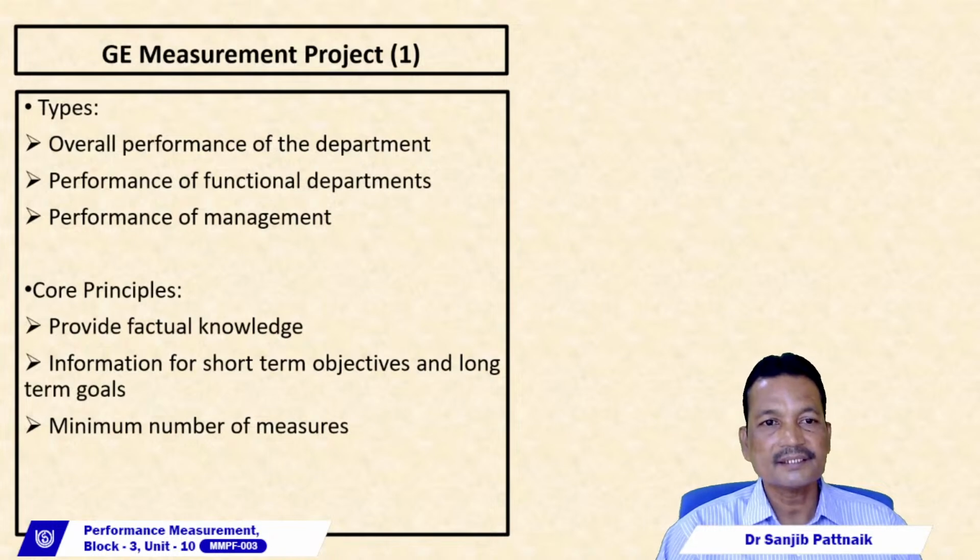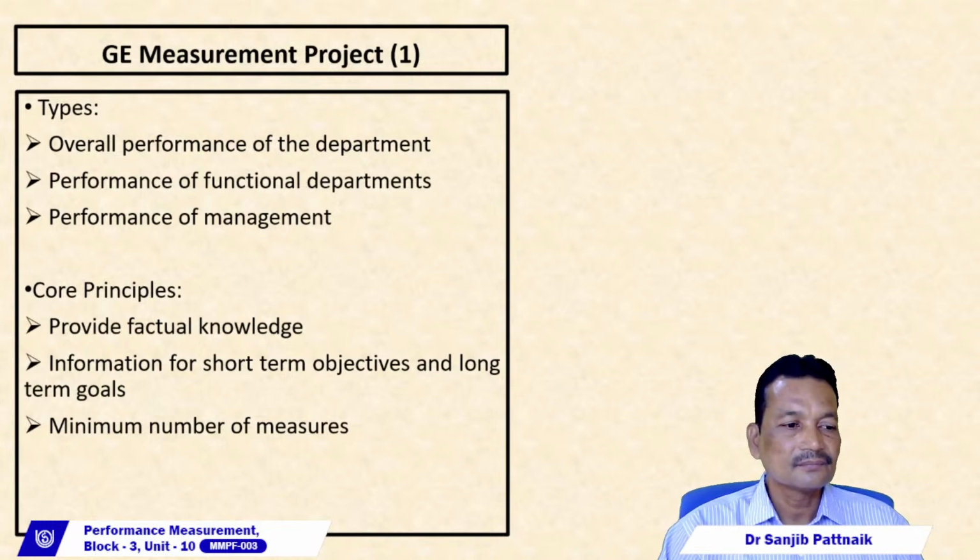Now, if an organization is a small one, it may not have divisions. If it is a big one, it will have various divisions or departments. So if an organization is a big enterprise or conglomerate, then we say overall performance should be measured. If it is a small one and a functional organization, we measure the performance of the functional areas, as well as the performance of the management is also to be measured.